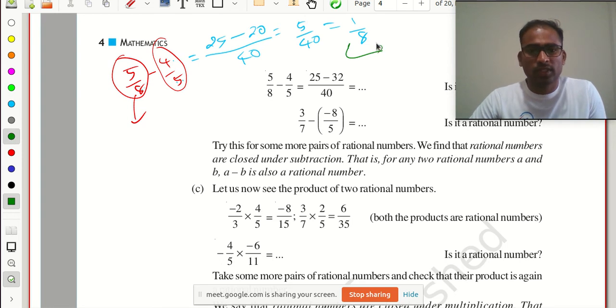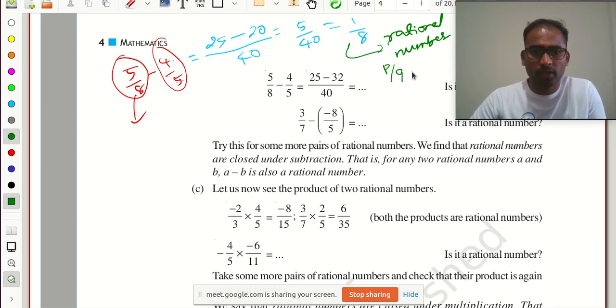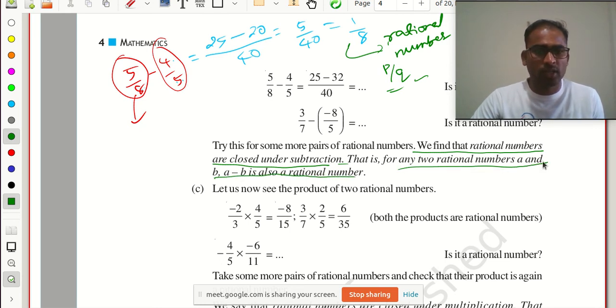Is this a rational number or not? Yes, this is a rational number, because this is in the form of P by Q. Clear? So I can say these rational numbers are also closed under subtraction. In a generalized way, if A and B are two rational numbers, then A minus B is also a rational number, for any two rational numbers A and B.